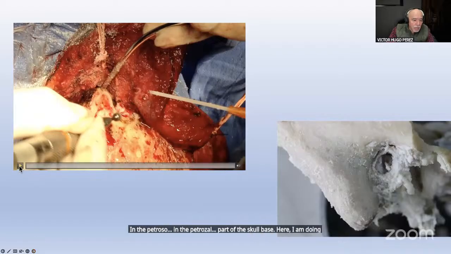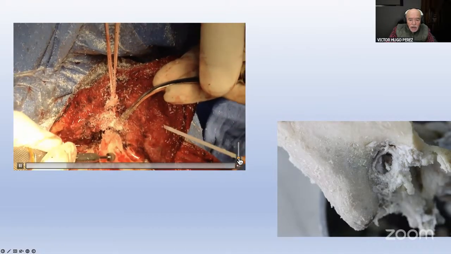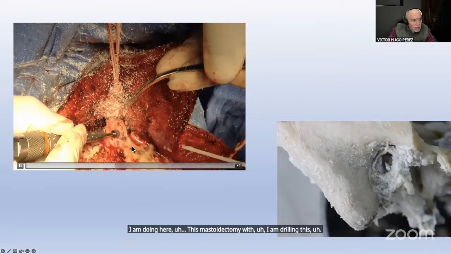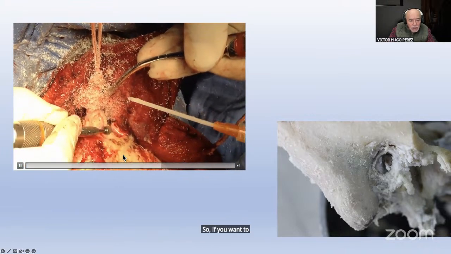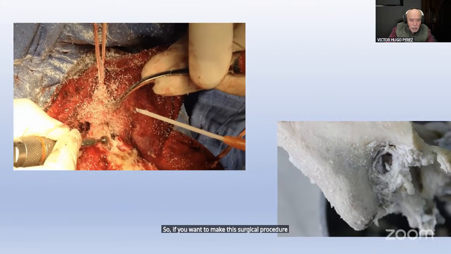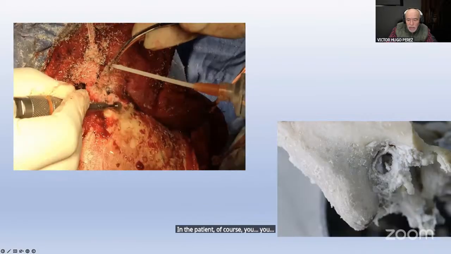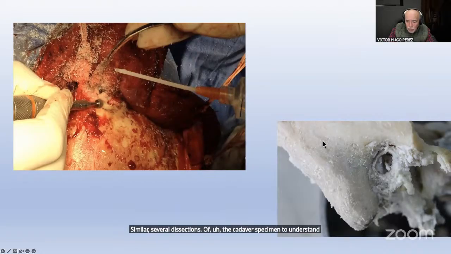Here I am doing a mastoidectomy. I am drilling this region of the skull base, of the petrosal bone. So if you want to make this surgical procedure in a patient, of course, you should make several dissections of the cadaver specimen to understand the anatomy of the bone and for avoiding damage of especially the sigmoid sinuses.